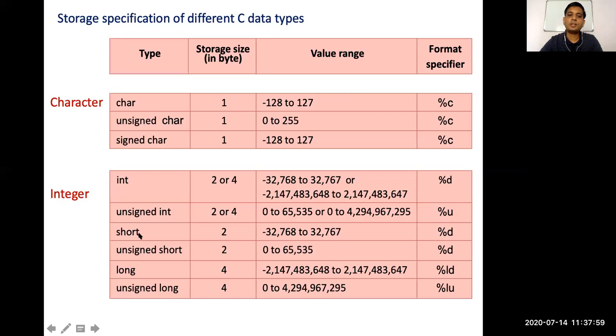There are data type modifiers named short and long. These are the data type modifiers for the integer to make your integer platform independent.